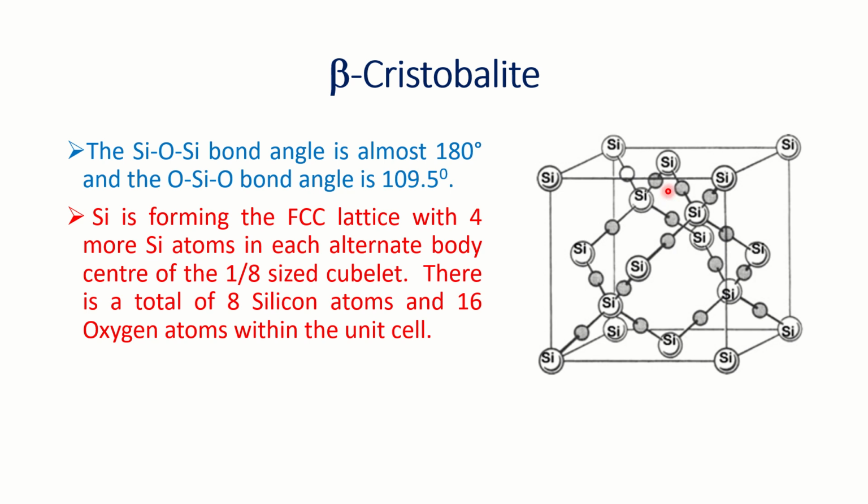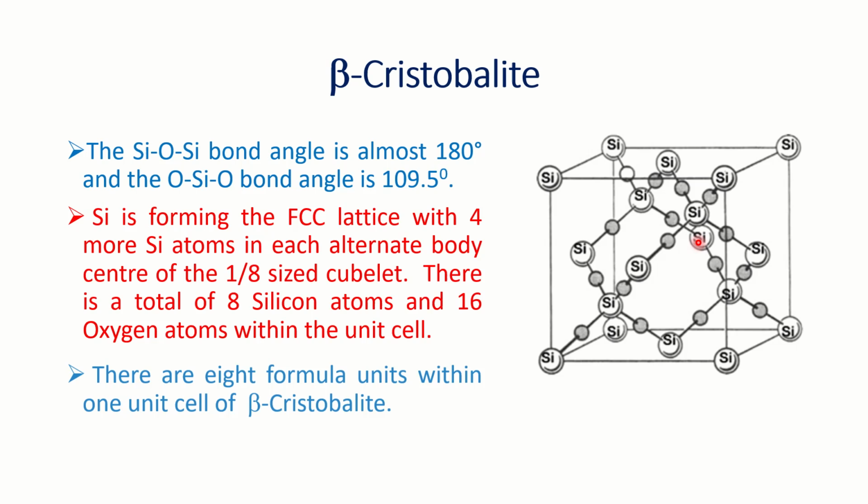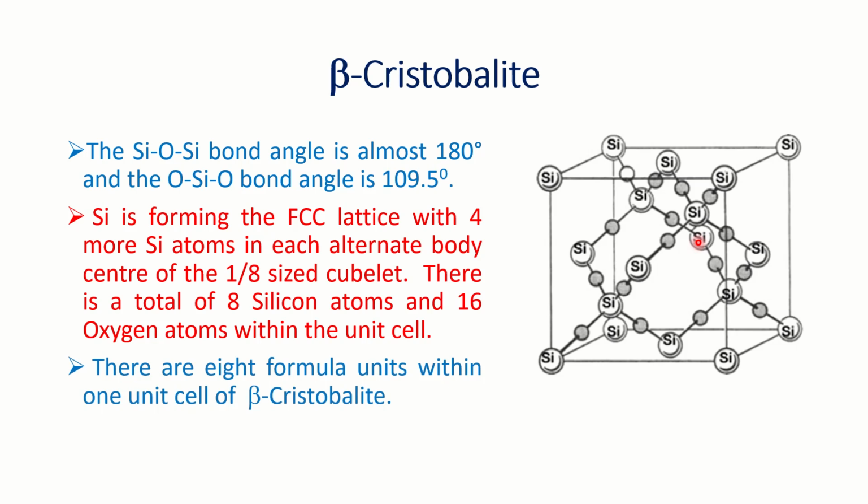And how many oxygens? All these oxygens are inside. Each silicon in a tetrahedral hole is bonded to 4 oxygens. So 4 into 4, 16 oxygen atoms are within the unit cell. So what should be the formula unit inside the unit cell? There are 8 silicons and 16 oxygens, so it should be Si8O16. If the stoichiometry is SiO2, then there are a total of 8 formula units inside the unit cell of the beta-Cristobalite structure.